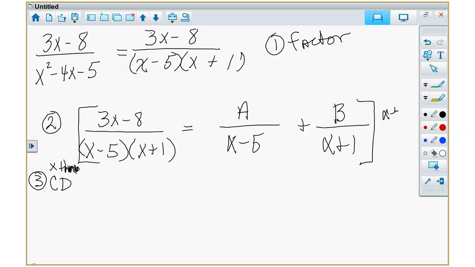x minus 5 times x plus 1. And over here, x minus 5 times x plus 1. Now, I'm not going to go back into pre-algebra, but what is the common denominator of 3 and 7? If they're prime, you put them together. That's the common denominator. I'm not going over that. So that cancels. You're left with 3x minus 8. What's missing here? x plus 1. The x minus 5 is canceled and leaves you with x plus 1.